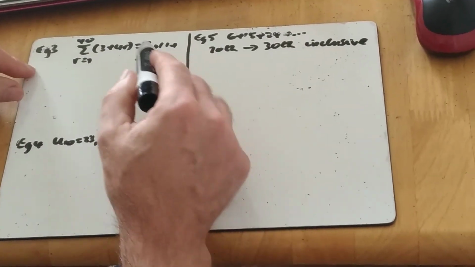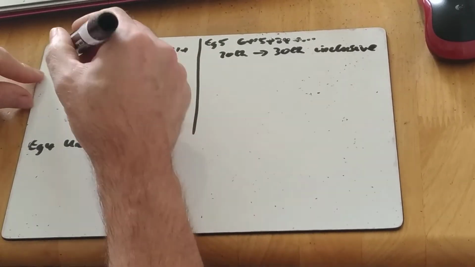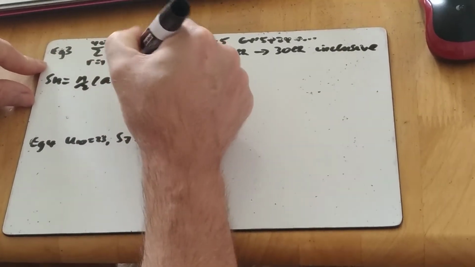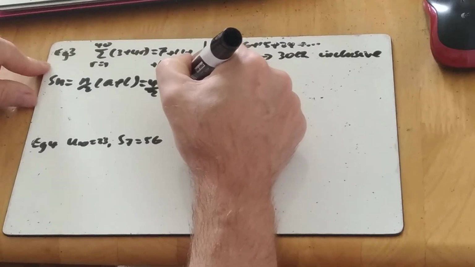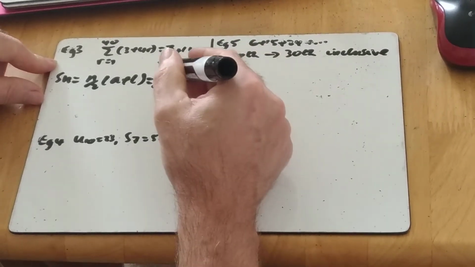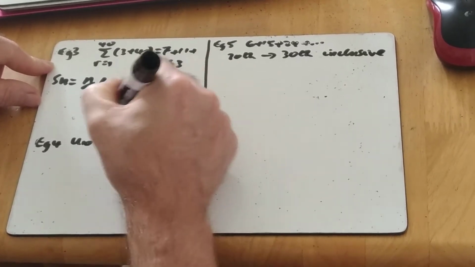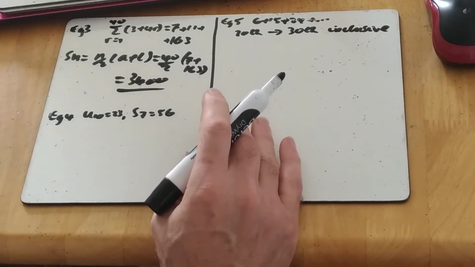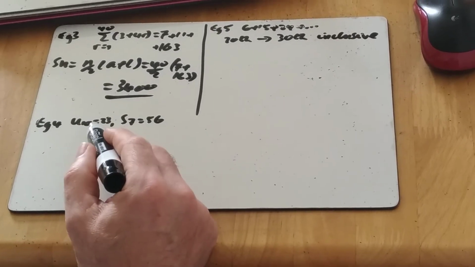So I've got enough here. I know what the first term is, 7, I know what the last term is, 163, I know that n is 40 in this case here. So I can do S n equals n over 2 (a plus L) equals 40 over 2, 20, 7 plus 163, 170, 170 times 20, 3400. Okay, so press button and get your answer. Now, as mentioned in the previous video, example 4, they give me the value of the 10th term is 23.